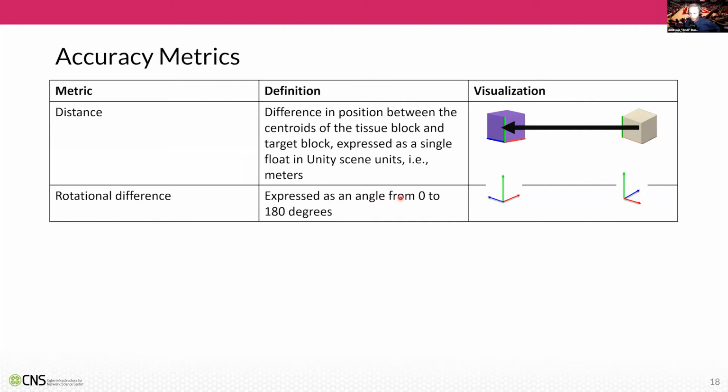Rotation is a lot more complex than distance, like the three-dimensional positions that make up distances. So we use some Unity magic that gives us a singular rotation value between two rotations that allow us to more easily compare these with each other.